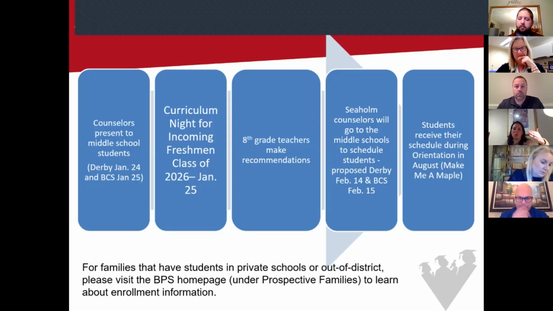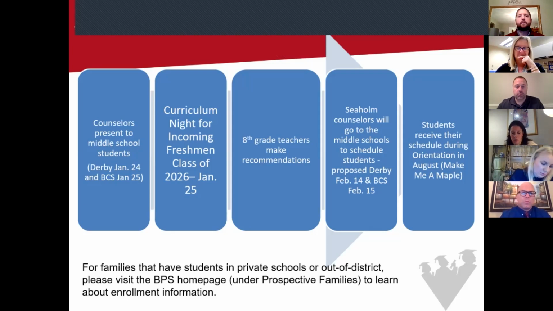We walk the group through, hey, all right, we're in the English bucket. Let's click. Are you choosing English 9A and 9 Flex, A, B, and C? And then social studies. We walk them through, and then we go through one-on-one and proof their selections to make sure they're entered correctly. And then the students will receive their schedule in August during Make Me a Maple.